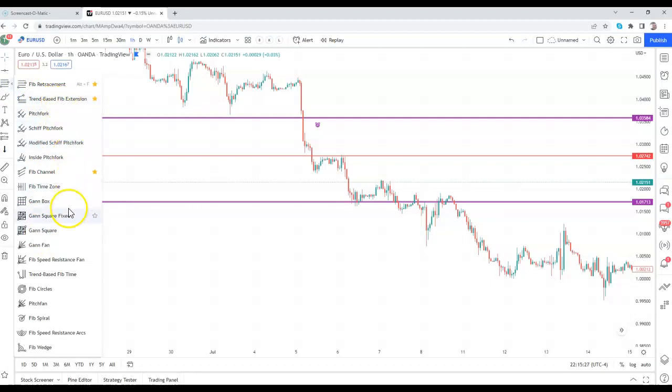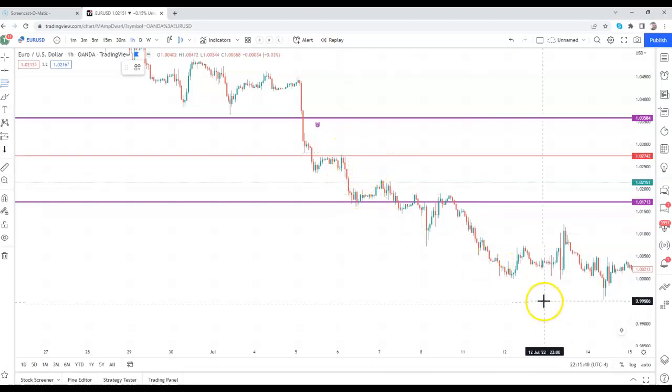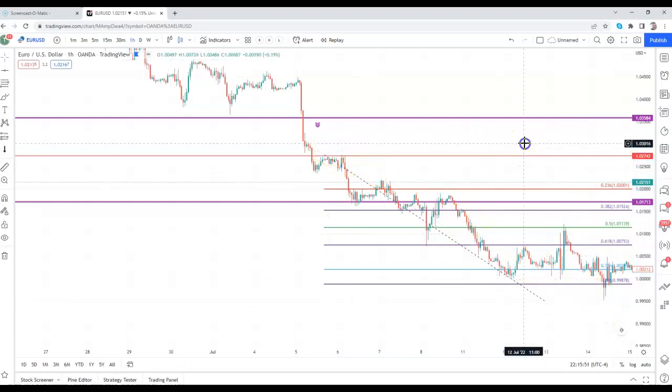We have the trend based fib and pitchfork and all other of these tools that we have available on TradingView, right? So for Fibonacci retracement, if you're in a downtrend, you're going to go bottom up. If you're in an uptrend, you're going to go top down, right? So we're in a downtrend. We're going to go from the low up to the top.